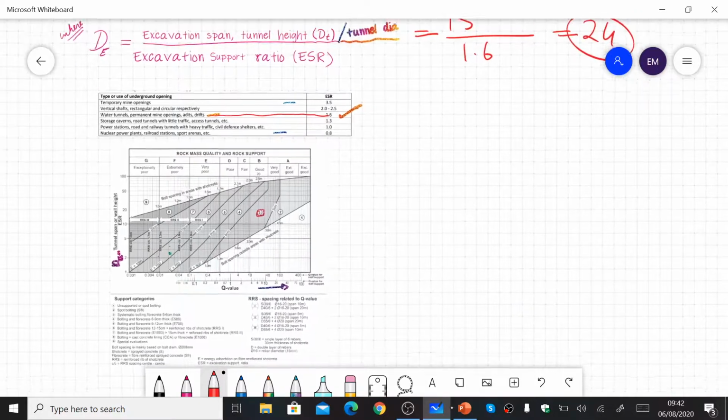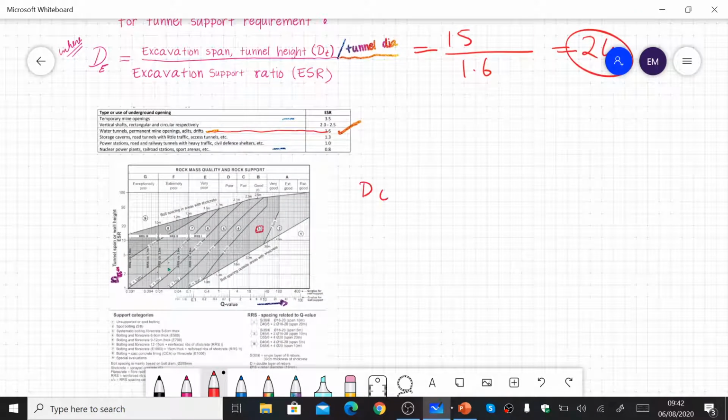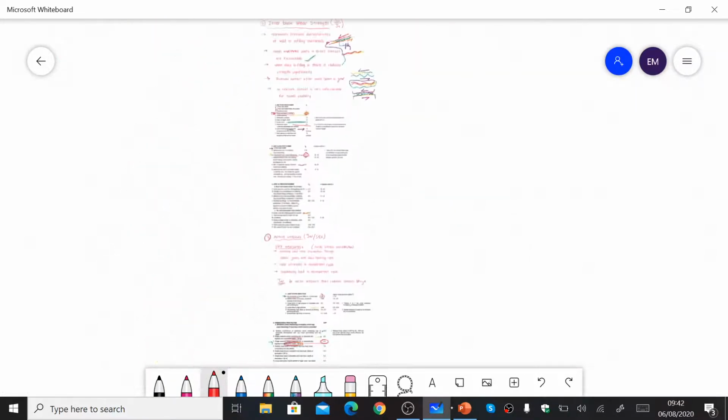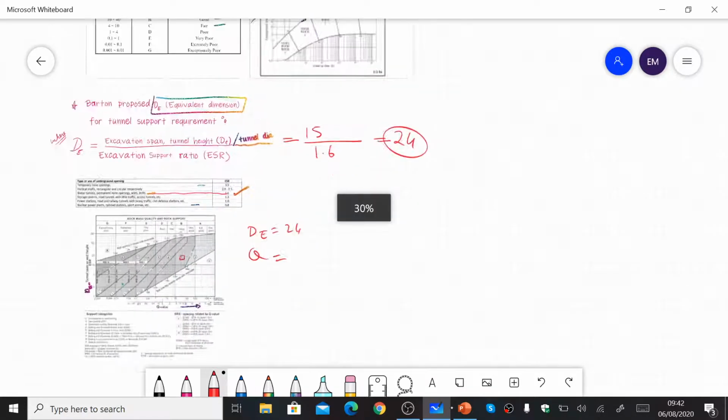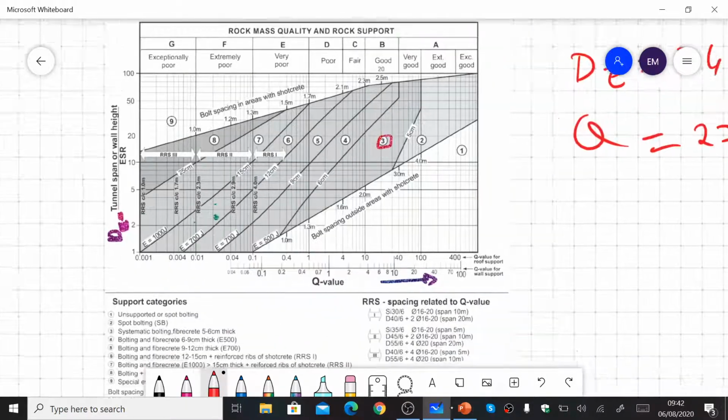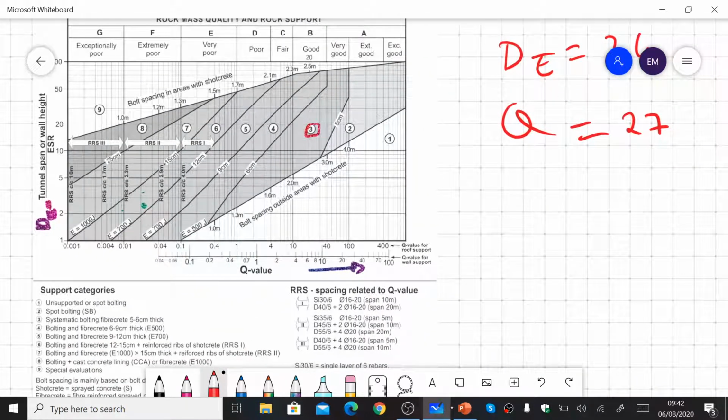So we have, I write it along with the chart, DE of 24 and Q, how much was Q value? Q was 27, and a Q of 27. Now we will plot these values. So on x-axis I will look for 27.